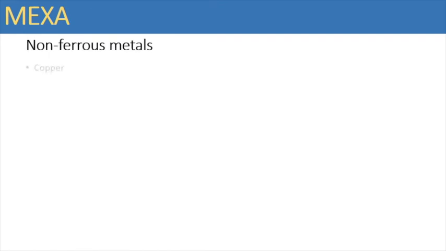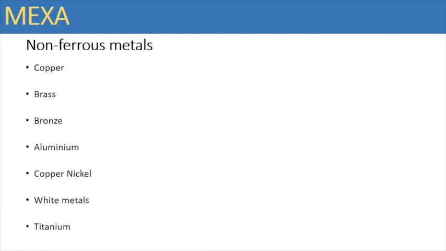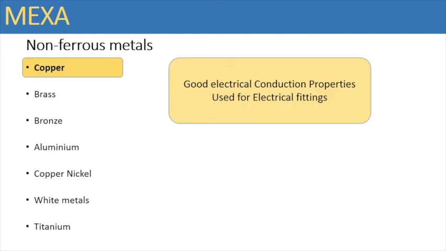Non-ferrous materials. Some of the most commonly used non-ferrous materials on board are copper, brass, bronze, aluminum, copper nickel, white metals and titanium. Copper. This material is used extensively for electrical fittings as it has good electrical conduction properties.